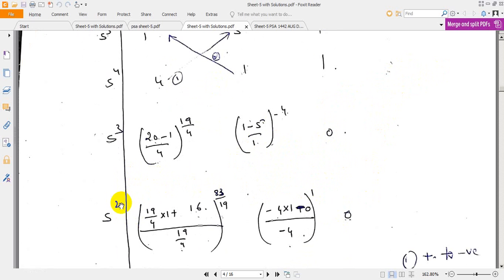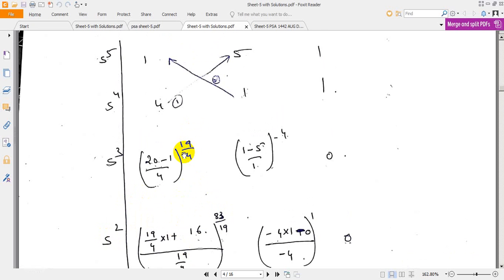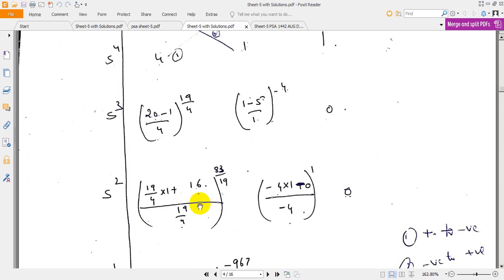Similarly, now for S square, to write this expression we will start from here: 19 by 4 into 1, plus minus 4 into 4, minus 16. As we have minus of minus 4 into 4, which is minus 16, you will get plus 16, divided by the term just above this. What is the term above this? 19 by 4. We will write it here. The resultant of this will be 83 by 19.